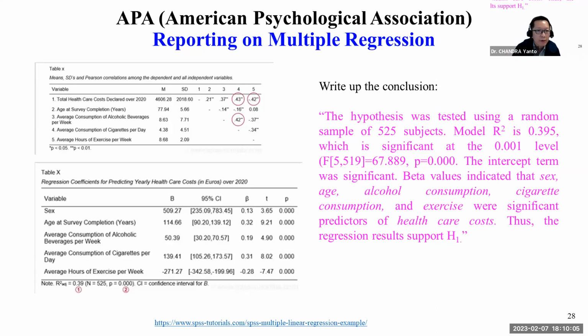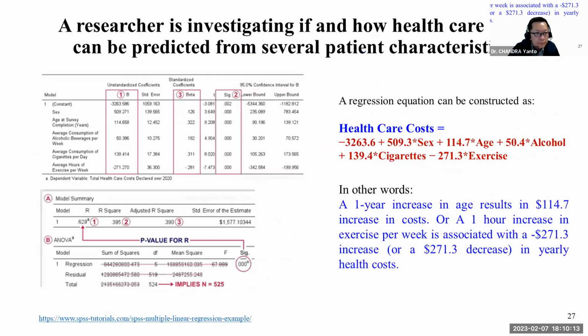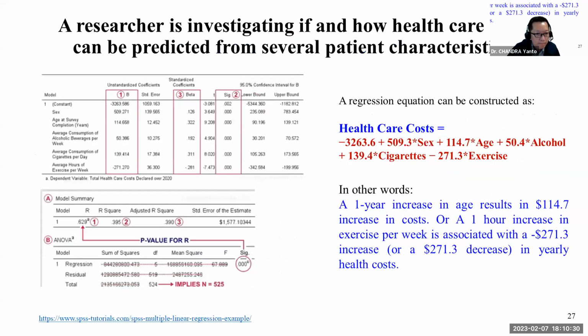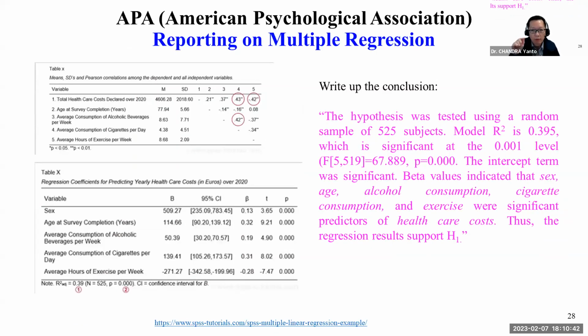Model R-square is 0.395. Look at the previous table, and which is significant at 0.0, where do you get 0.395? Yeah, the model summary. Look at the number 2, 0.395. So that's how you get it. So model R-square is 0.395, which is significant at 0.001, and F at the degrees of freedom 5 and 519. Look at the regression and residual under the DF column, 5 and 519. So the F value is 67.89 and it's significant.